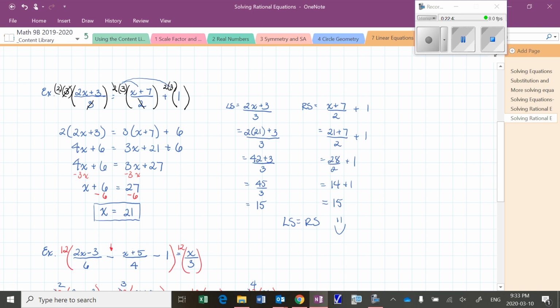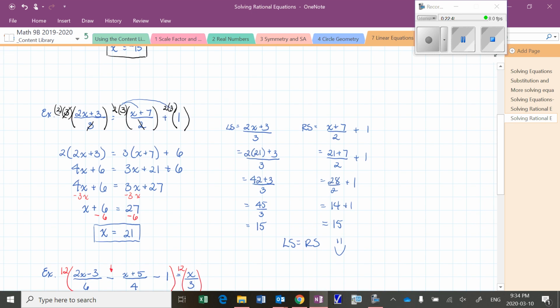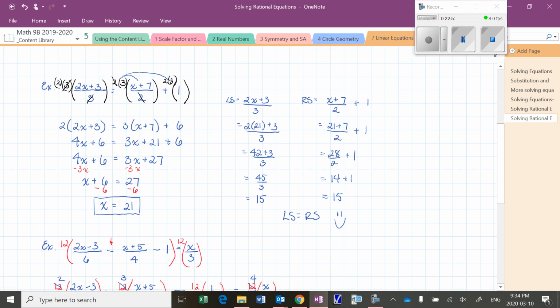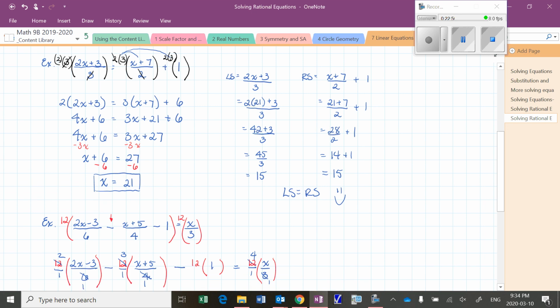So denominators represent division. So by multiplying, we can essentially get rid of those denominators. So be careful, do the math correctly. Don't just assume, oh yeah, well, I just cancel it out. Think it through as you're going through it.